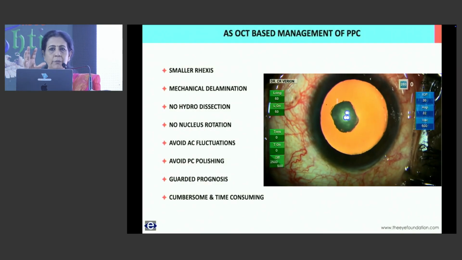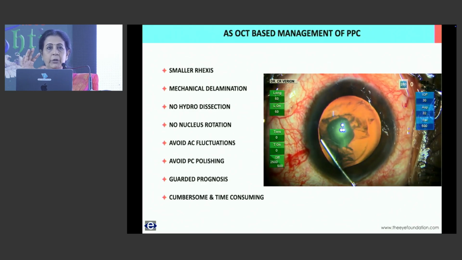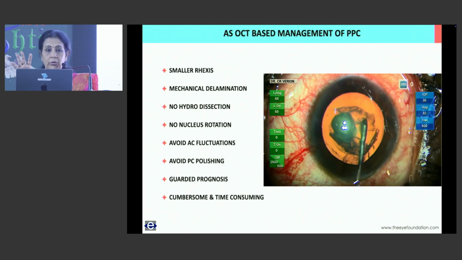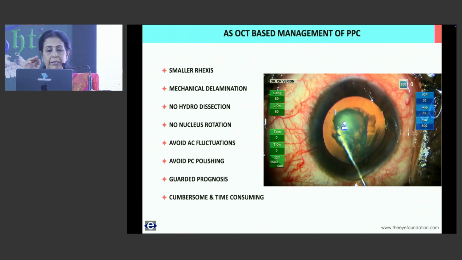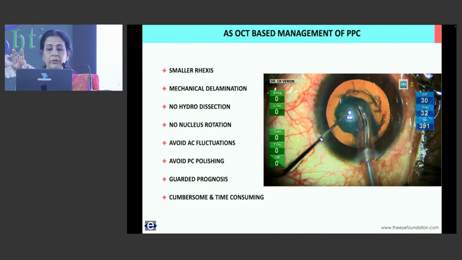Now, all of us are familiar that in a polar cataract, we make a smaller excess because there's a possibility we have to place the lens on the excess. We will not do hydrodissection. We will do a mechanical delamination, hydrodelineation. We will not rotate the nucleus.